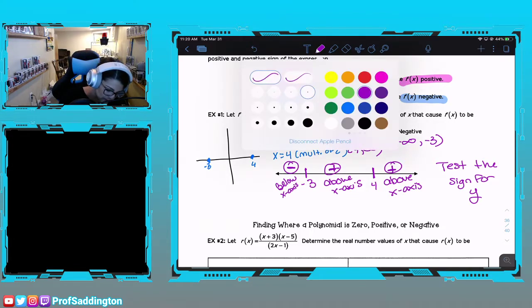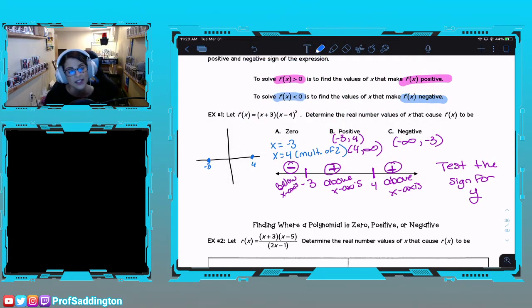Now, if you recall, the reason I stated the multiplicity is because that tells me if I'm going to be crossing or just touching. This is going to verify that. With a multiplicity that is odd, we cross the x-axis. So we're below, and then we're going to be above.